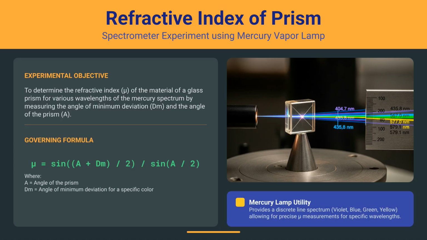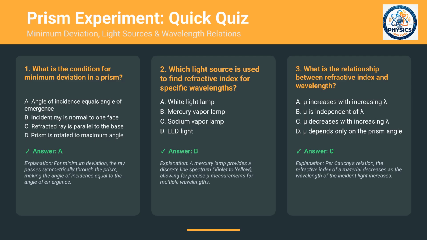The governing formula is mu equals sine of (A plus dm) over 2 divided by sine of A over 2, where dm is the angle of minimum deviation. Let's test your knowledge. The condition for minimum deviation is when the angle of incidence equals the angle of emergence. A mercury vapor lamp is preferred to get a discrete line spectrum for precise measurements. Also, the refractive index decreases as the wavelength increases.